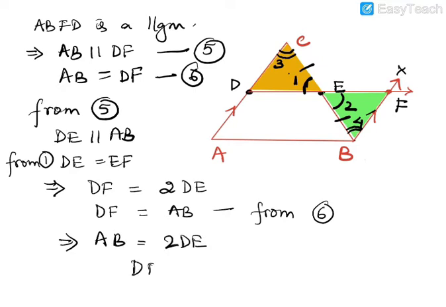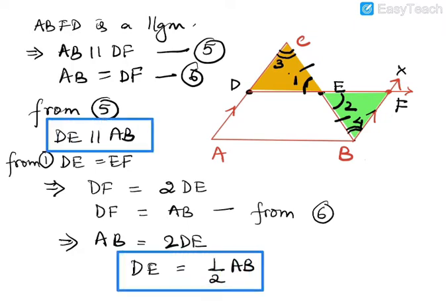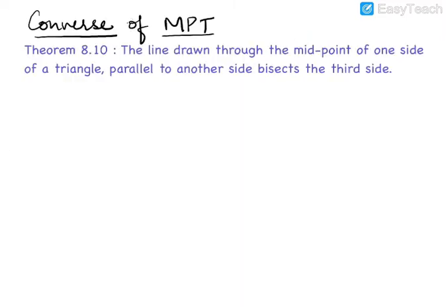So this implies DE is equal to half AB. So we have proved both parts of this theorem. The same theorem can be written in converse, which is given as theorem 8.10 in this chapter. The statement for converse is: the line drawn through the midpoint of one side of a triangle parallel to another side bisects the third side.